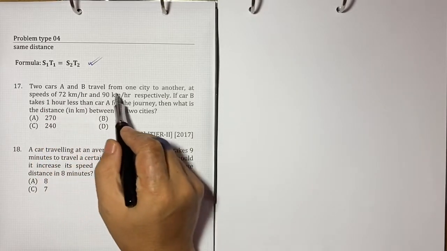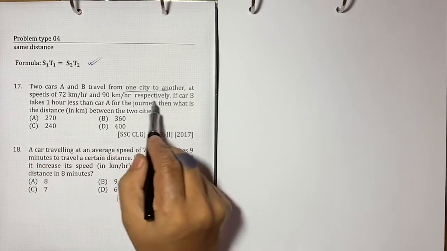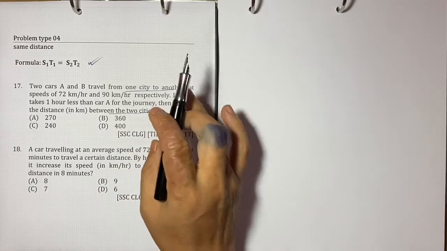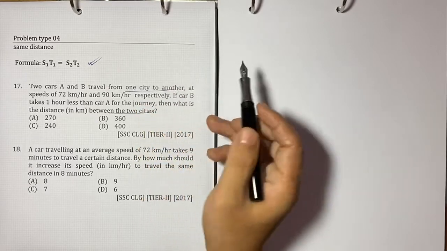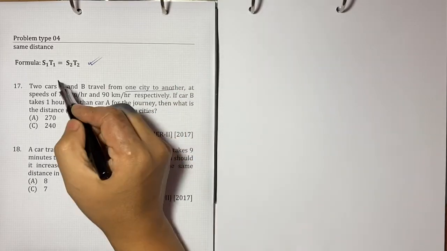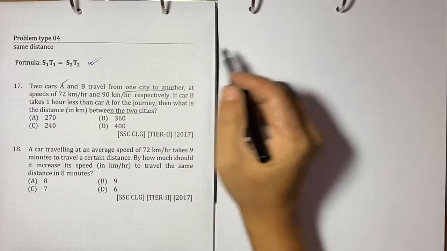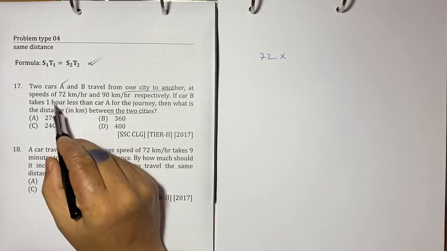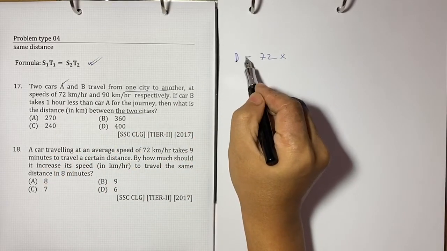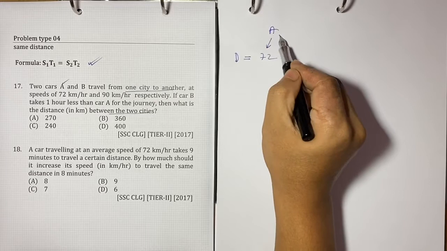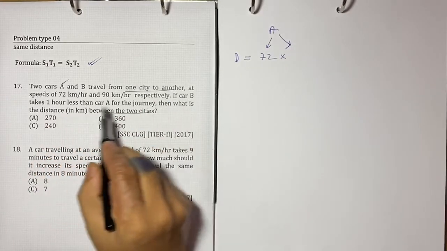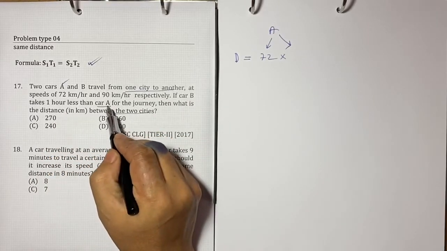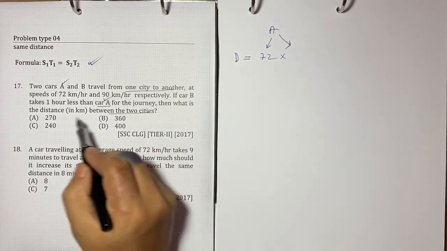Two cars A and B travel from one city to another at the speeds given. If car B takes 1 hour less than car A, what is the distance? Distance equals speed into time. So car A's speed is 72 into time. This is the first equation: distance equals car A's speed into time.